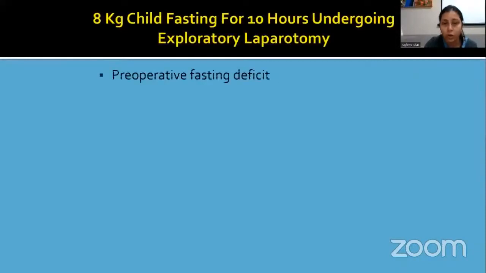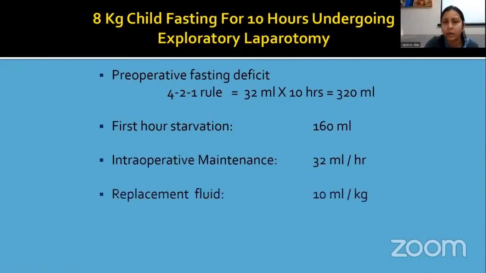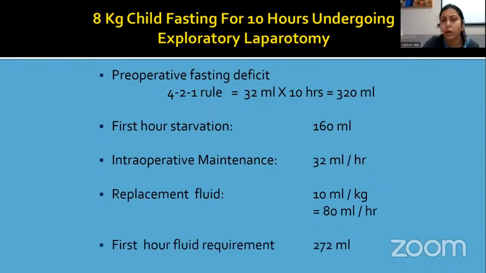So for this child, what we used to do previously to calculate how much fluid you would need to give intraoperatively is calculate the fasting deficit. We use the 4-2-1 rule, and since she is fasting for 10 hours, we get the deficit as 320 ml. In the first hour we give half of this, then the maintenance will be 32 ml per hour, and the replacement for the losses for an exploratory laparoscopy, we take around 10 ml per kg. If you calculate all of this, in the first hour we would have given 272 ml. So the problem is, if you use this method, you actually have to sit and do all these calculations.